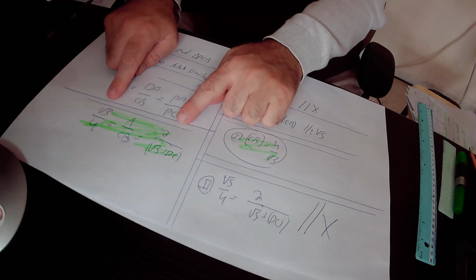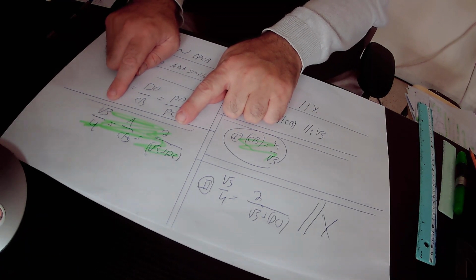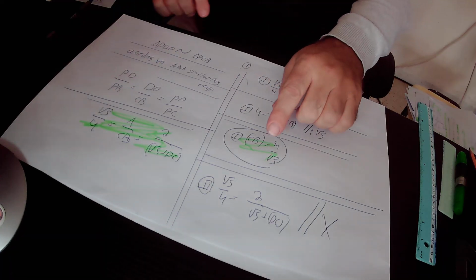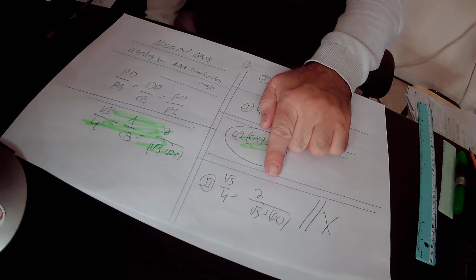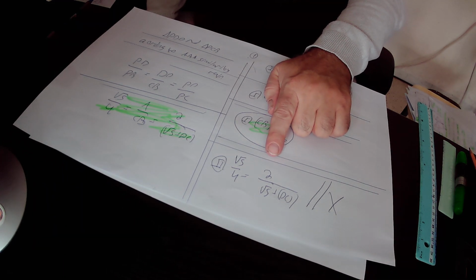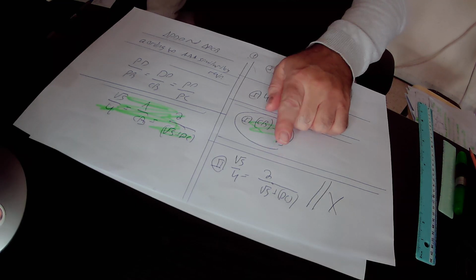Those two sides of this long equation are equal to each other, therefore we can get equation 2 from those two sides. According to equation 2, the square root of 5 over 4 equals 2 over the square root of 5 plus DC. Multiplying the equation, we find that 4 times 2 is 8, and it equals the square root of 5 times the square root of 5 plus DC.